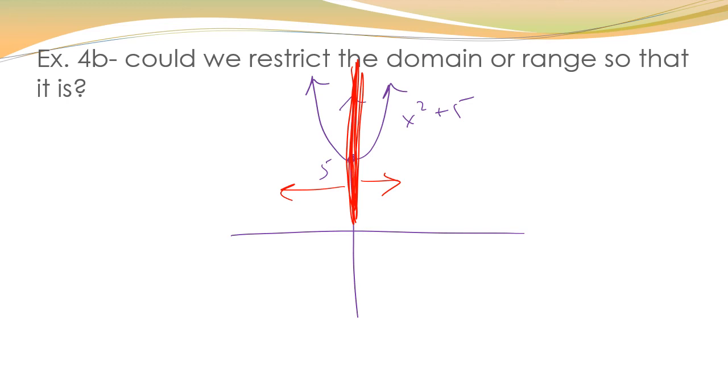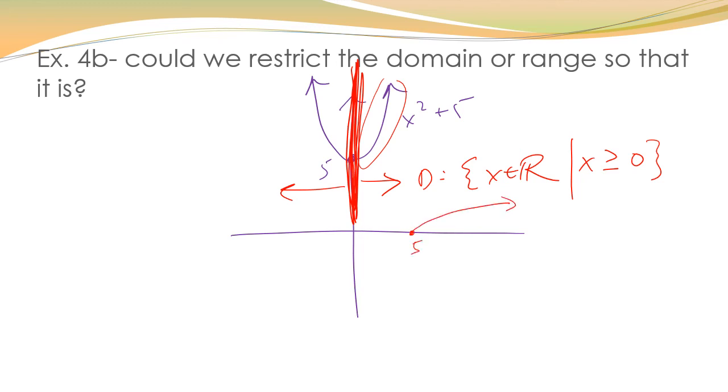If it was just this, I could restrict my domain to be x is all real numbers such that x is greater than or equal to 0. If I do that, all I'm going to end up with is this. And so when I go to do the inverse, I would just end up with that. And that's definitely a function.